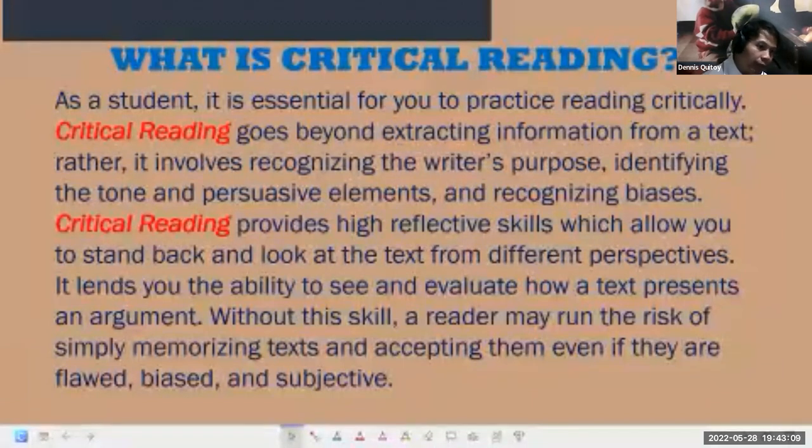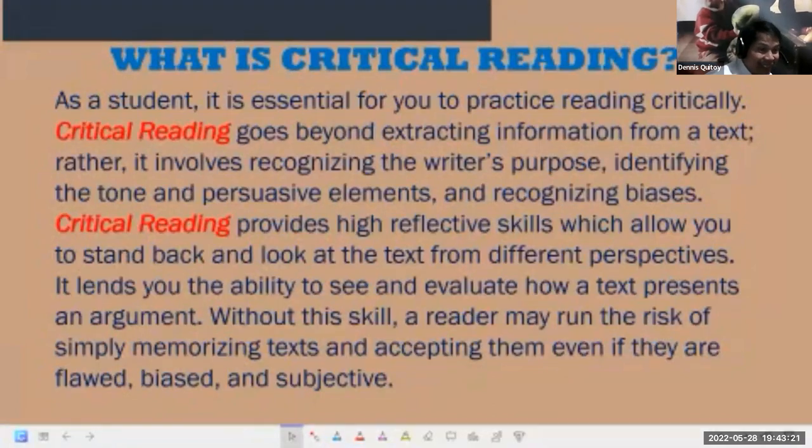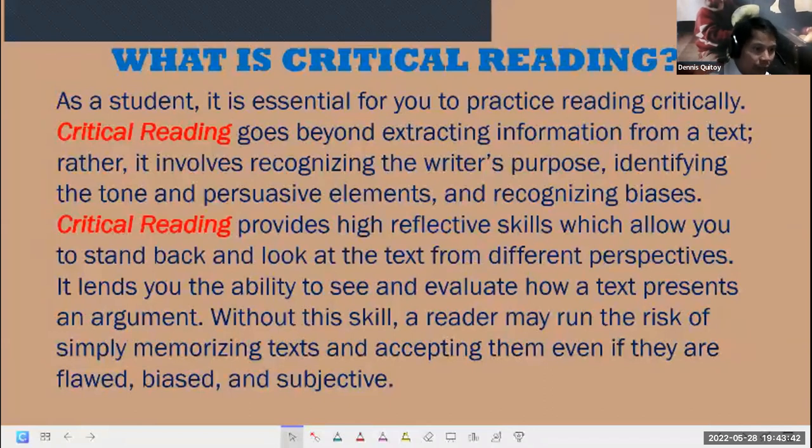Biases, for example, if a friend shares something, we tend to side with our friend and believe our friend more than others. So that is the level of biases. What if your friend is not telling the truth? So that is biases. As a critical reader, we need to identify biases in order to achieve what is really true and what is the truth behind the situation.